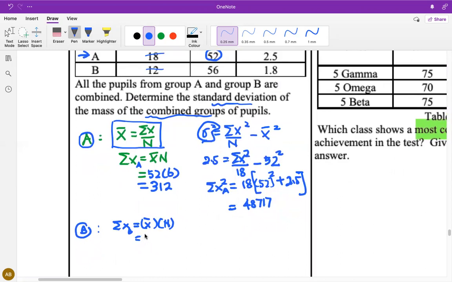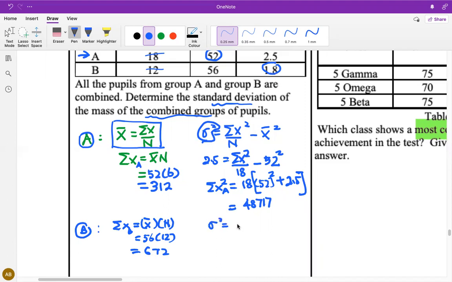So you get 56 times 12, so you get 672. Then we do the same for the sum of square. So now it is 1.8.